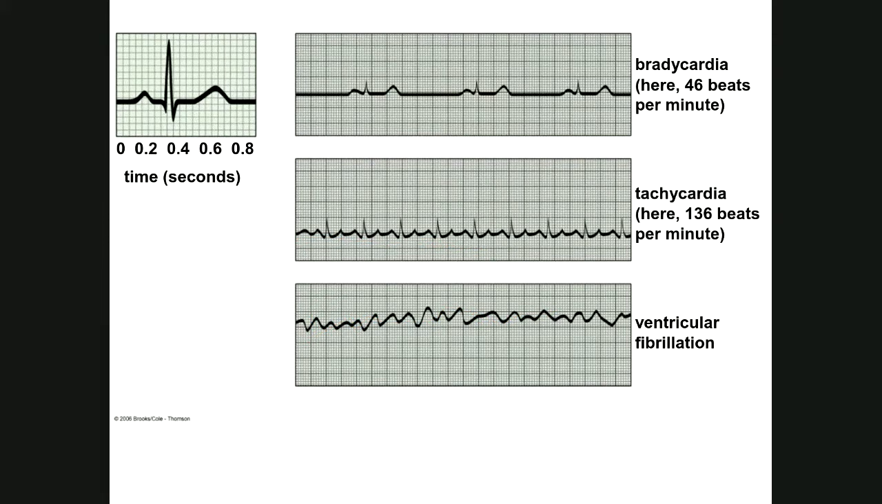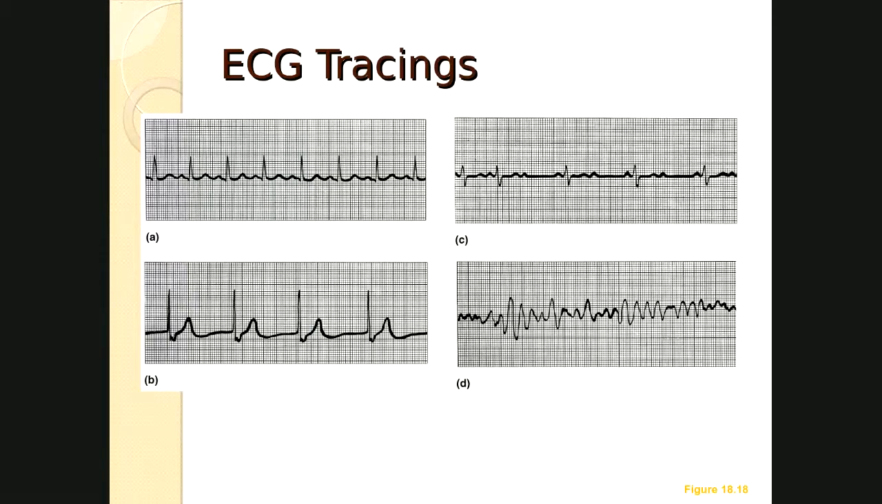So let's look at these. See if you can figure out what's going on with A, B, C, and D. So if we look at A, does it look normal, first of all? So can you see a P, Q, R, S, and T, and then over and over? Can you see that over and over? Yeah, this is normal. And that's what a normal ECG tracing looks like. So look, there's P, QRS, T, P, QRS, T. That's exactly what we would hope that it would look like.